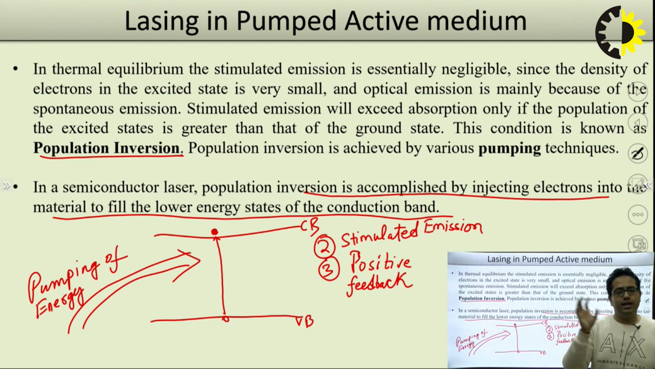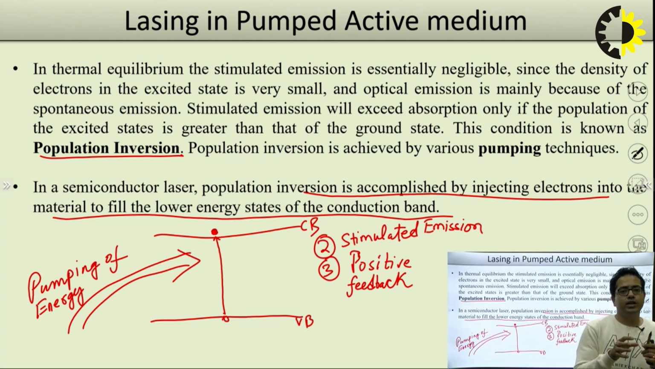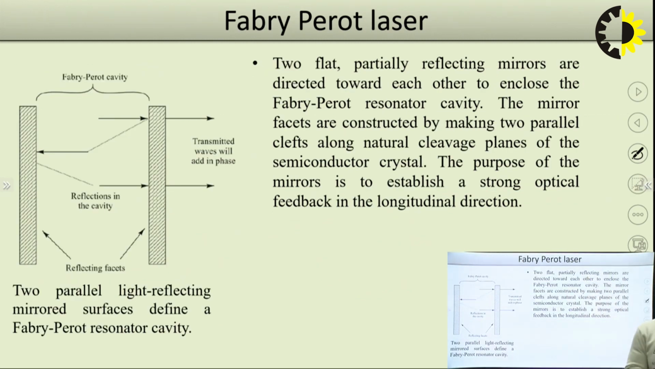So the entire process is cumulative. They add on to the generation of photons, and in this way a huge number of photons will be emitted from the laser. So this is how a laser works. These are the three important processes that together are responsible for lasing action to take place. The next thing is what the different types of lasers are.